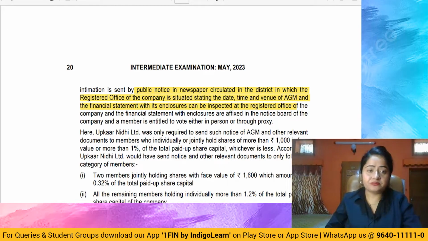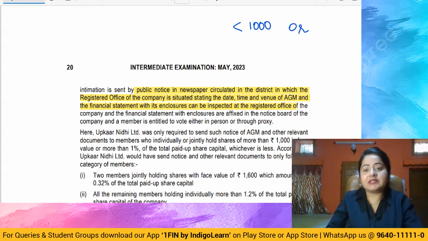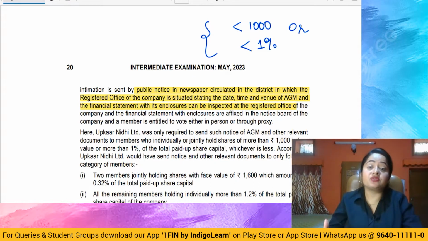and the financial statement with enclosures are affixed in the notice board of the company. Okay, so in case of a Nidhi company, if a member is holding shares wherein the face value is less than 1000 rupees or it is less than 1% of the paid up share capital of the company, in such a situation, notice is not required to be sent to such a member.